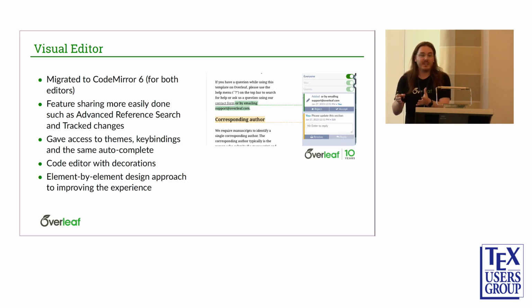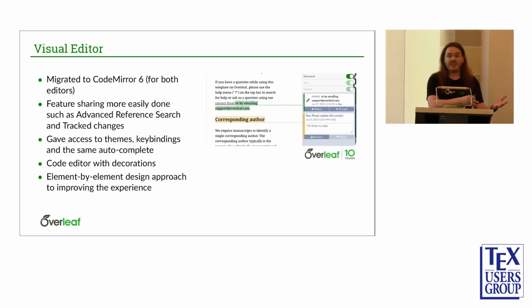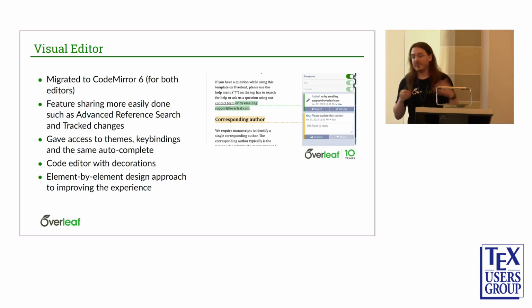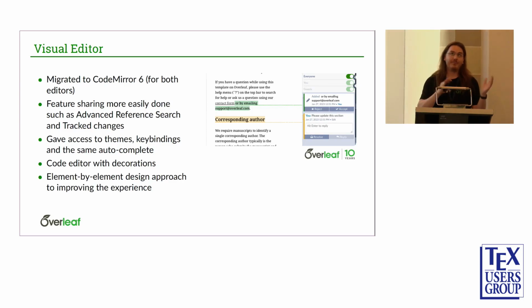That might not be the best place to do the specific task that you're doing. So you switch to the code editor. But equally, there are times when the visual editor makes more sense. It also gave access to things like themes, key bindings, different autocomplete, or rather the editors were using different autocompletes for some time. Now all of that is the same. And what we have is an editor where we just decorate them in different ways.